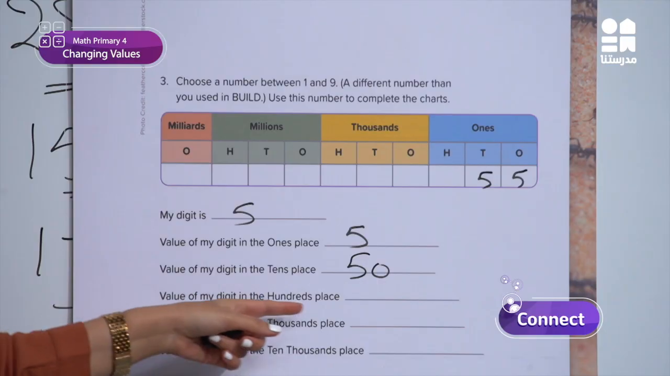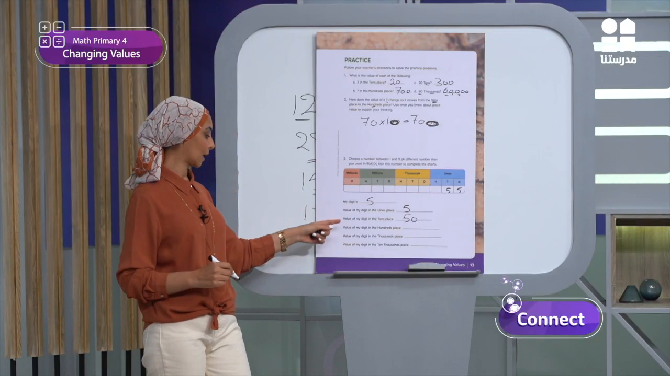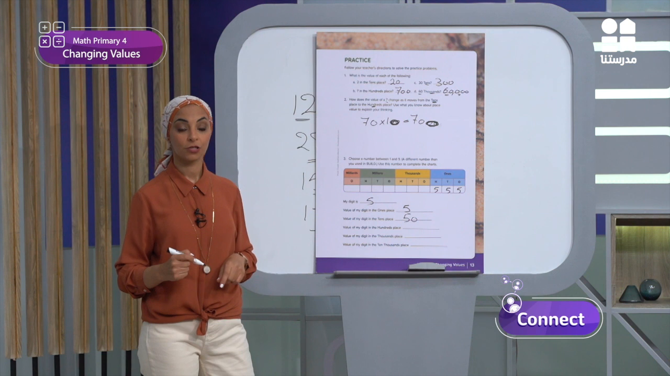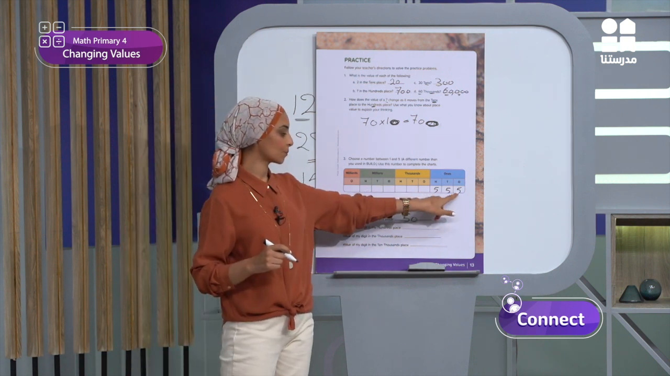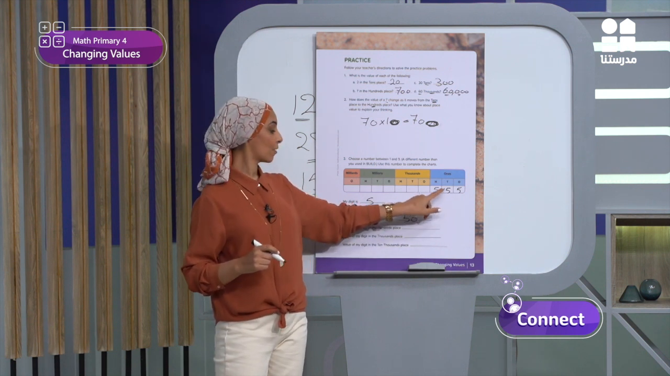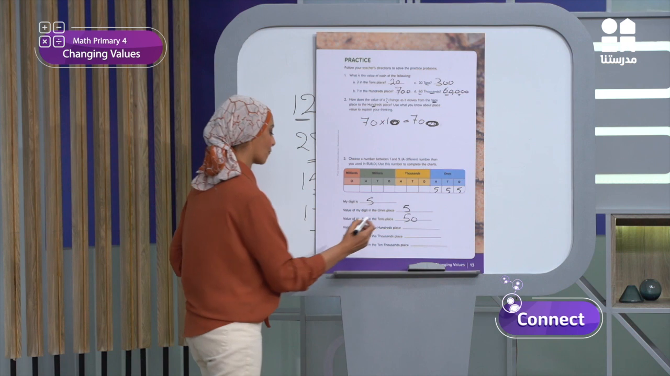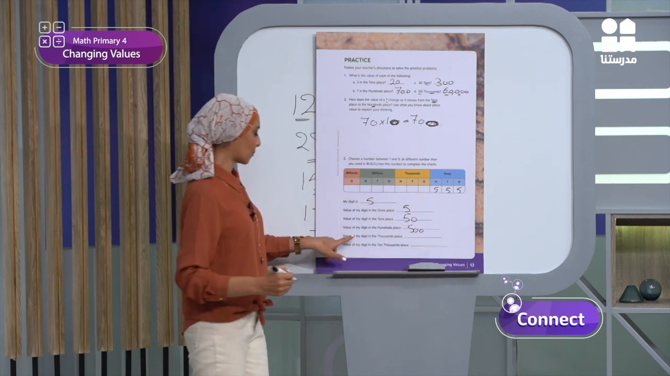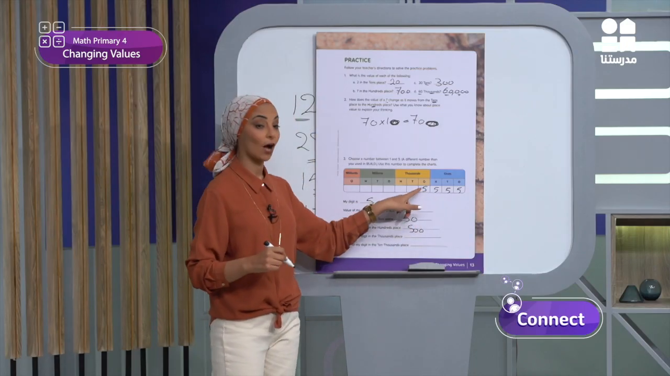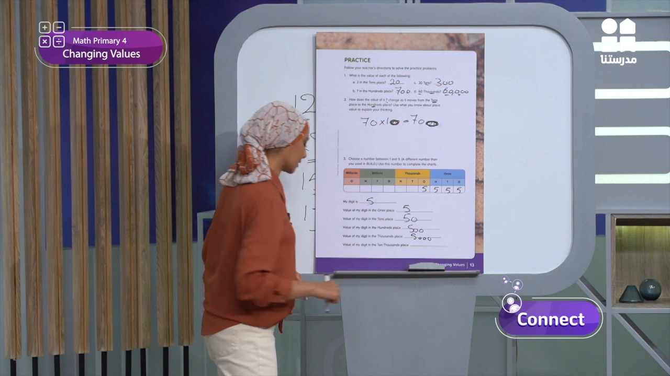Okay, what about the value of my digit in the 100 place? Let's put the 5 in the 100 place. What will I do? Again, if I have 5 in the ones place, the value of it is 5. 5 in the tens place, 5 times 10, 50. Value in the hundreds place, 50 times 10 equals what? Yes, 500. What about the value of my digit in the thousands place? It will be 500 times 10 gives me what? Yes, gives me 5,000. Right?